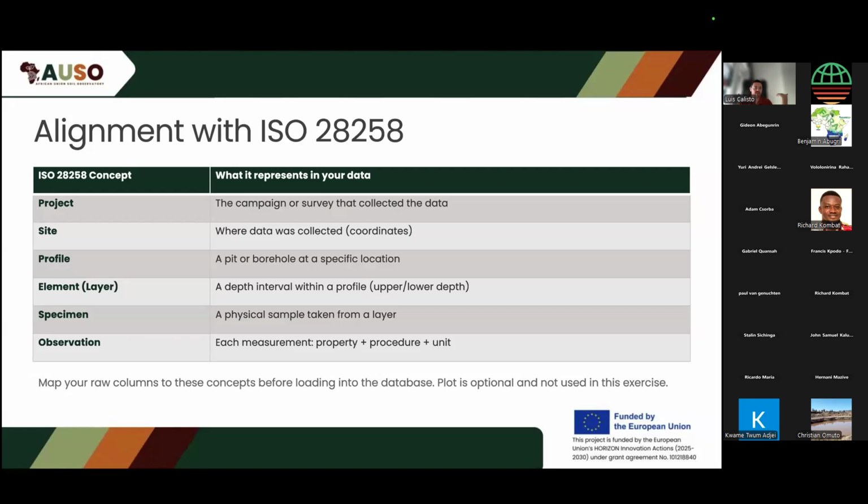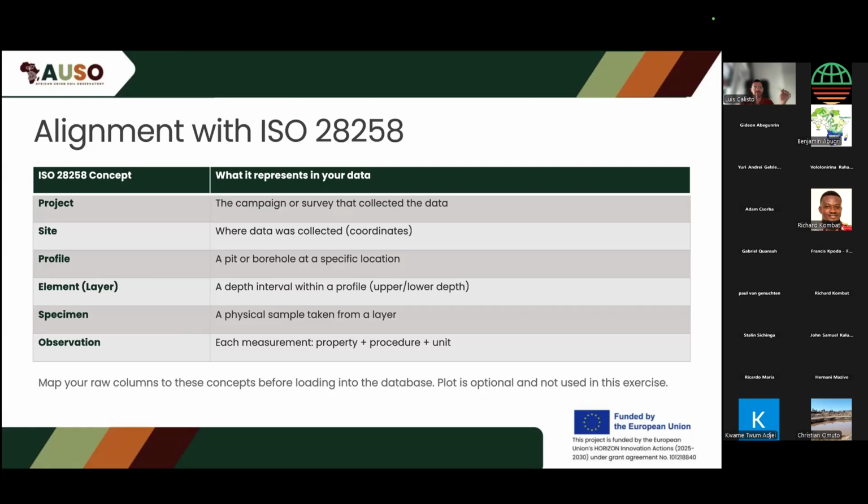So we can have the project, a campaign, or a survey of collected data, and a site where the data was collected. And think, why do we have site? Because imagine that we can have a site, a location that has been revisited over time, and the site is always the same. But of course, then I will create different pits over time on the same site. That's why we have this notion of site.